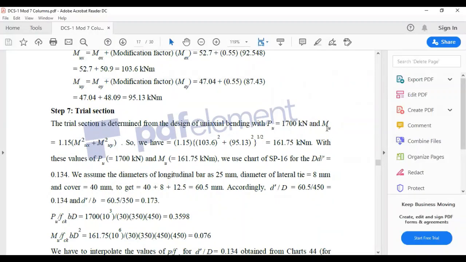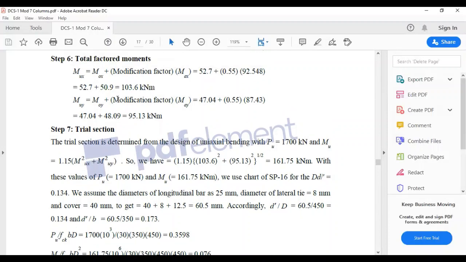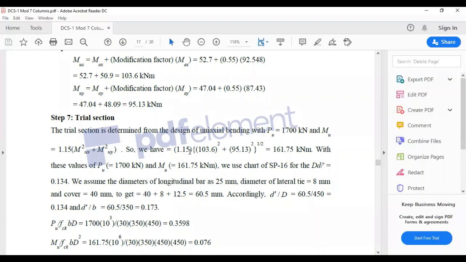So ultimate moment is 1.15 of root of Mux square plus Muy square. So we get this value, putting the value of Mux and Muy, which we found from here in this equation. We get 1.15 multiplied by the root of 103.6 square plus 95.13 square. So the value comes out to be 161.75 kilonewton meter.